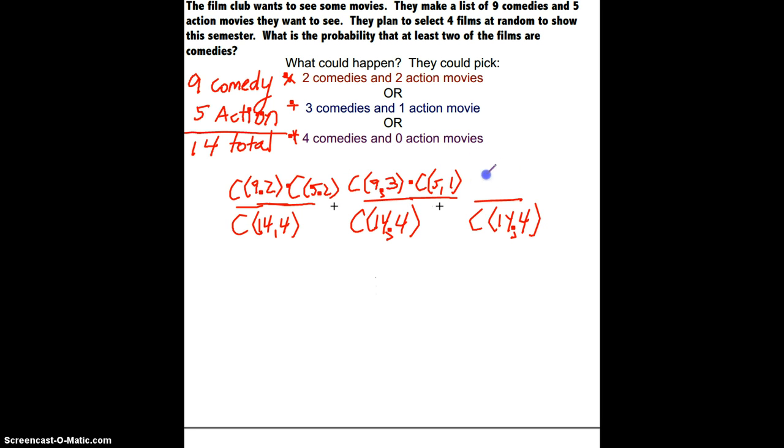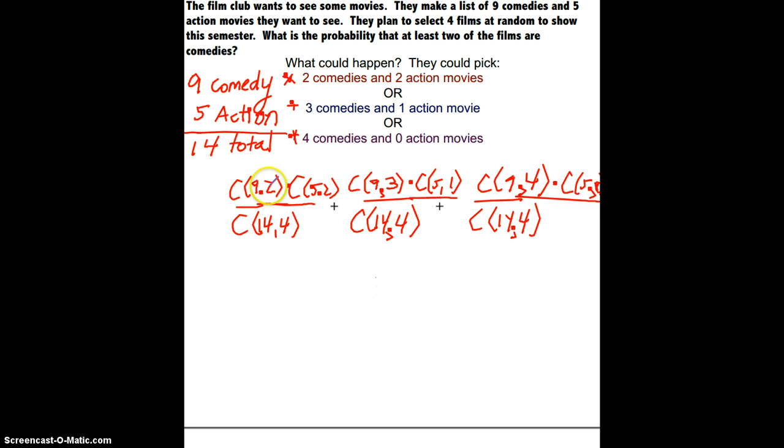So 4 comedies out of the 9, so 9 choosing 4. And we're multiplying that by the ways that we can choose 0 action movies. So combination 5, we're choosing 0 of them. Okay, and now we have to find these probabilities and add them together.